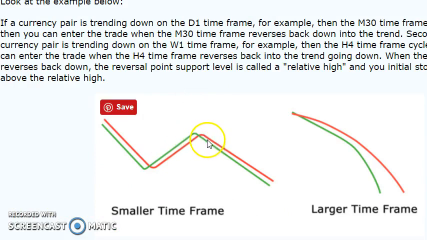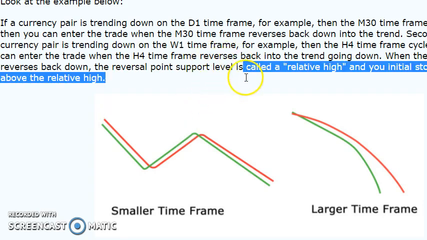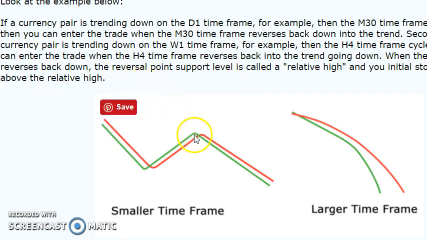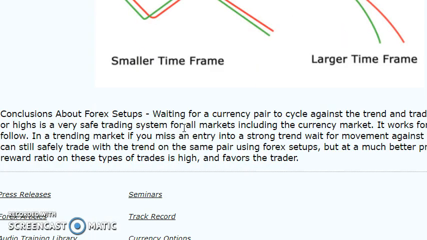And remember, when this pair reverses back into the trend, your stop order goes right here, right above that relative high. So you get excellent stop order placement because your stop order goes right above the relative high right here. Then you have this entry point right here, and then you're now trading in the direction of the trend, except you got a better price. So Forex setups are great. Chart setups, swing trade setups, whatever you want to call them. You wait for a currency pair to cycle against the major trend, and then it's very safe.